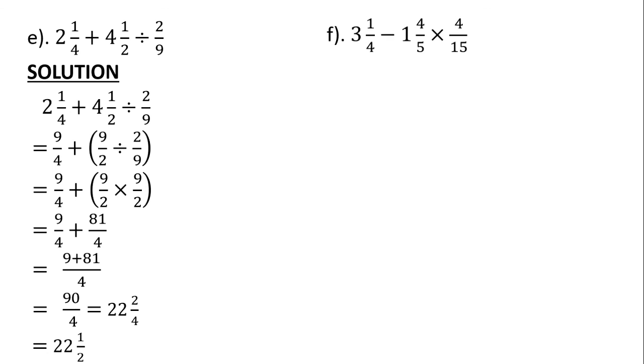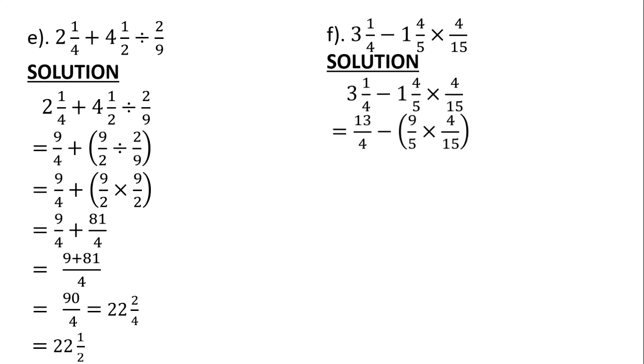Example F. Work out 3 a whole number 1 over 4 minus 1 a whole number 4 over 5 times 4 over 15. So we are going to change our mixed fractions into improper fractions. We'll multiply 3 times 4, which is going to give us a 12, plus 1, which is going to give us 13 over 4. We'll multiply 1 times 5, which will give us a 5 plus 4, which is going to give us a 9 over 5. It's going to look like that. Since we have two operations, we have subtraction or minus and multiplication. We are going to multiply first.